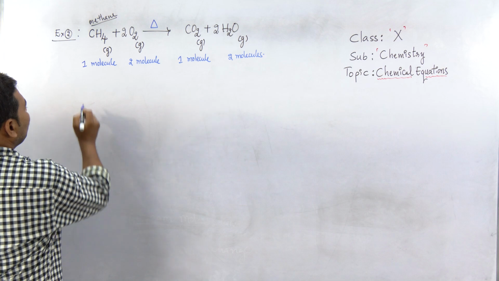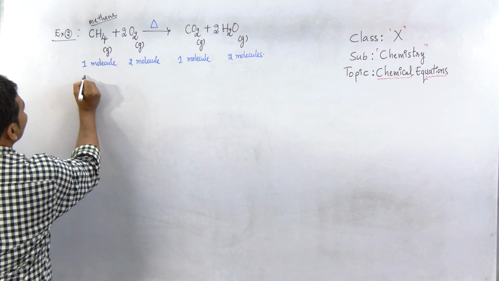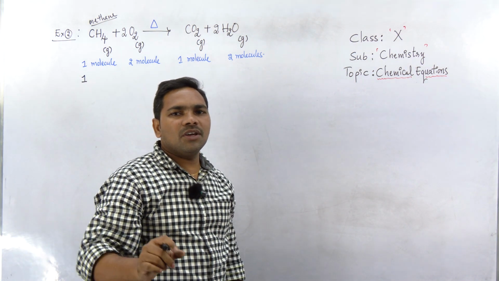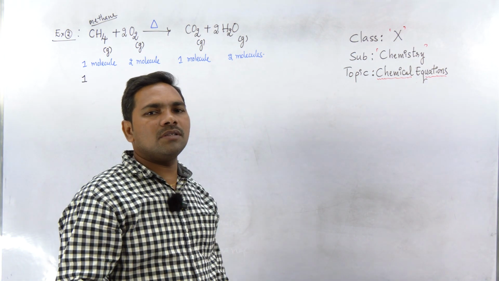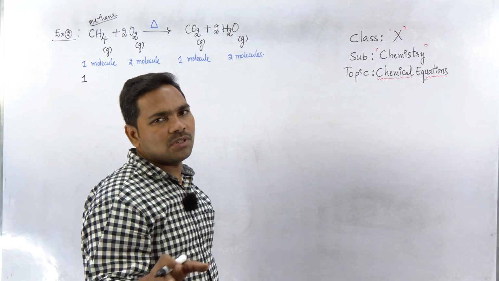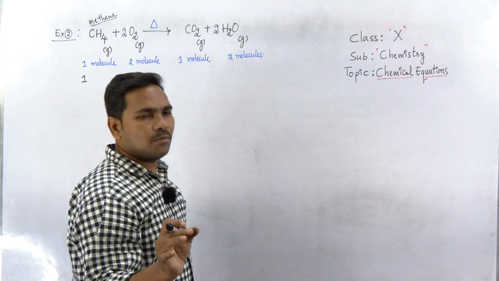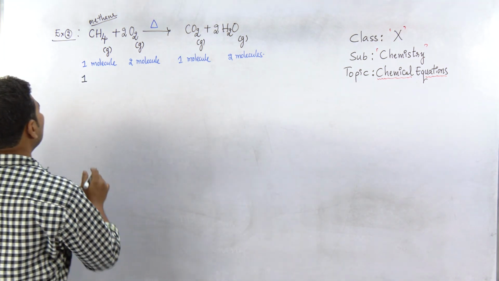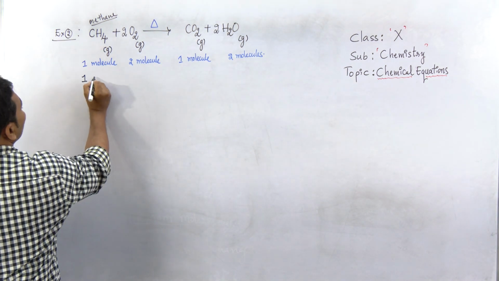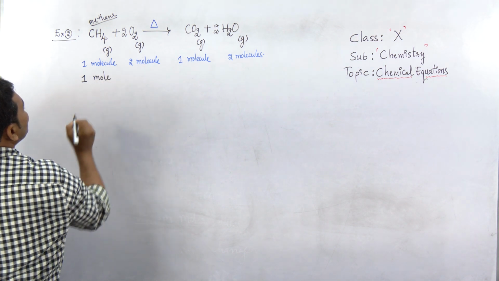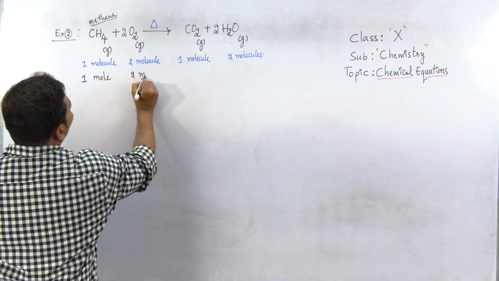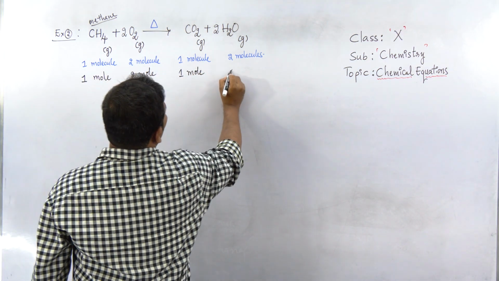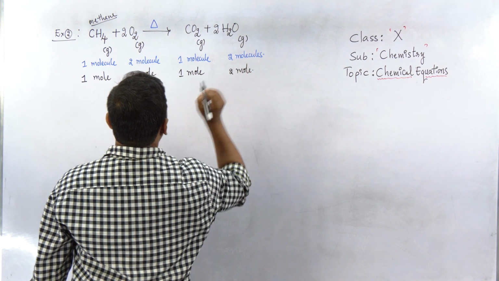What else do we understand? Instead of molecules, for convenience, a molecule is a very small particle, so we cannot represent the amount in molecules. The convenient way of expressing amounts of reactants or products is their number of moles. So here the coefficient is also equal to the number of moles of that particular substance. 1 molecule of CH4, or we also write 1 mole CH4, needs 2 moles oxygen, that produces 1 mole carbon dioxide and 2 moles water vapor, right?